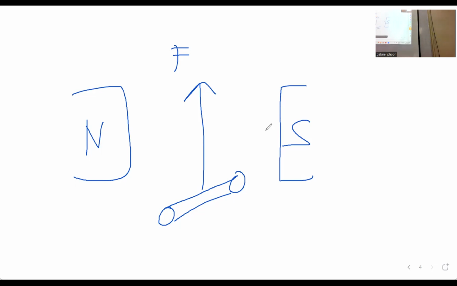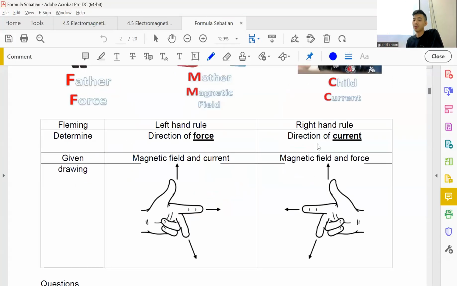Later when I see the wrong, I'm gonna beat you out. It's like this. Wait, anyone don't know how to work? So if you look back here, this is that scenario just now that I told you. You're looking for the direction of the current, given the magnetic field and also the force.